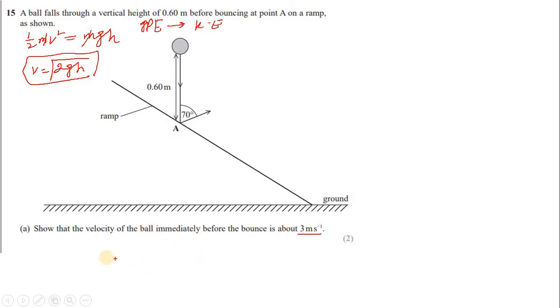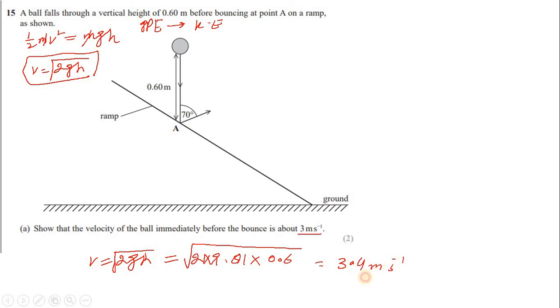So you say that v is equal to the square root of 2gh. That means 2 times 9.81 times 0.6, square root. So v would be equal to 3.43 or 3.4 meters per second. This is the velocity.